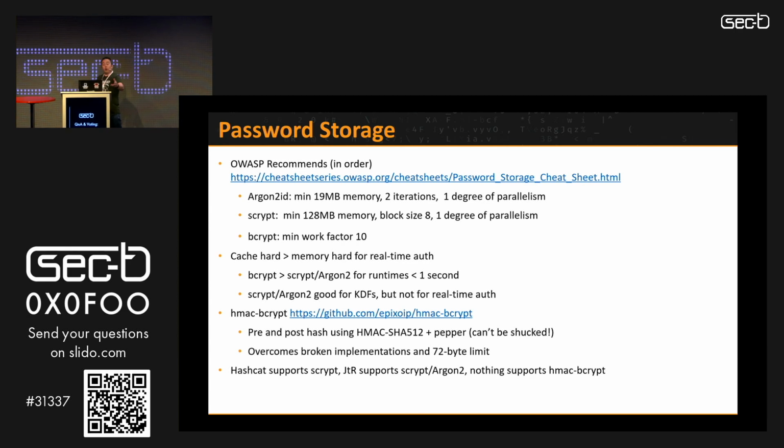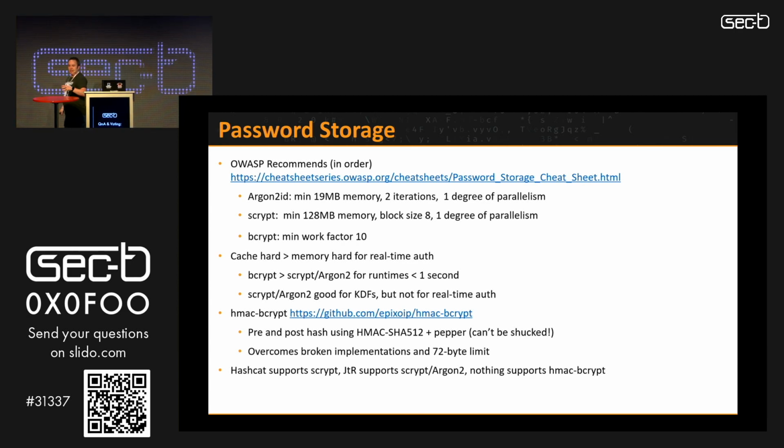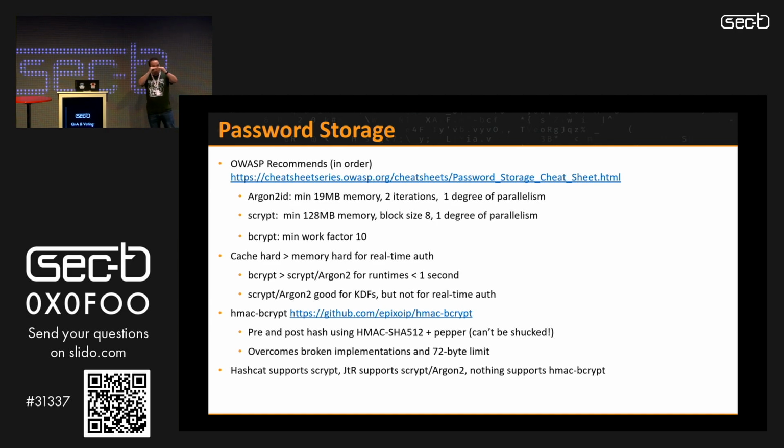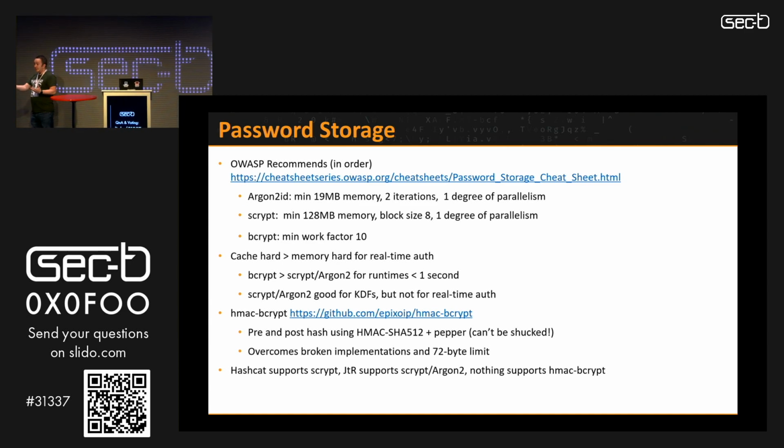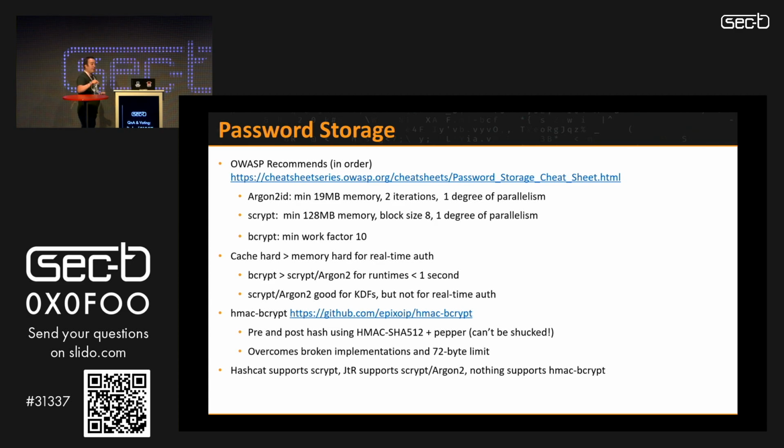scrypt and Argon2 are really, really memory-hard algorithms. Now, there's been lots of back and forth about which is better, but cache-hard is generally the way to go. For authentication, at least, unless you've got long runtimes, bcrypt is better than scrypt and Argon2 for runtimes of less than 1 second. If you go beyond that, then there are, of course, points where things change over. But by and large, although scrypt and Argon2 are great KDFs for general key derivation function work, for real-time authentication, okay, we're kind of good with this.